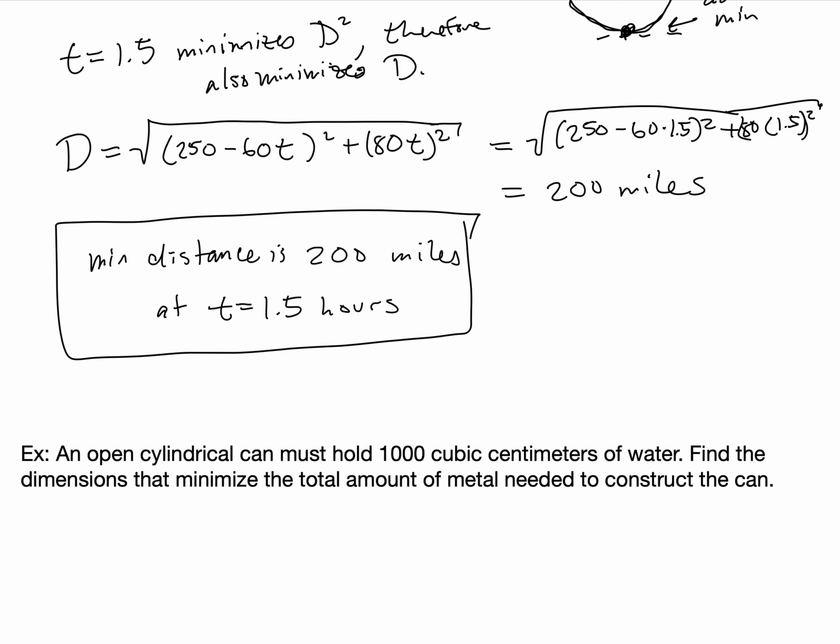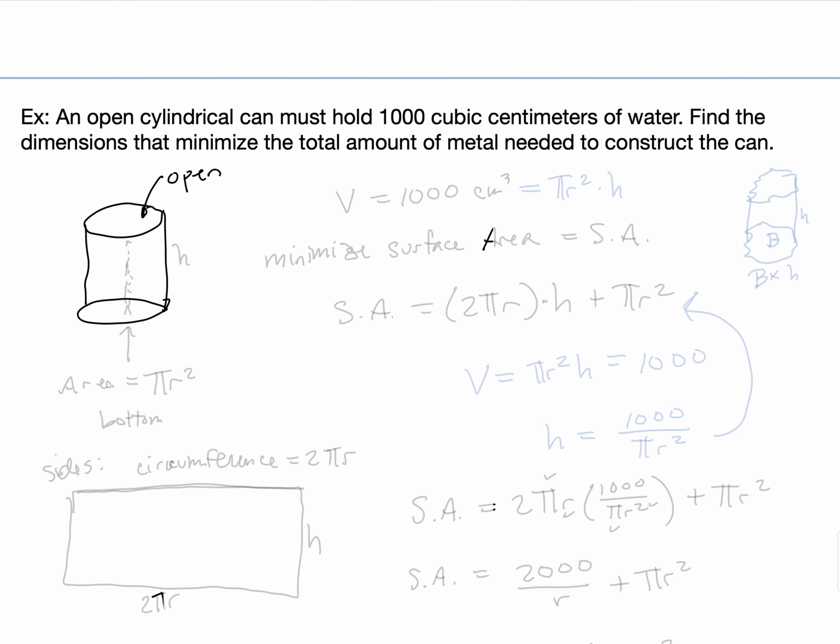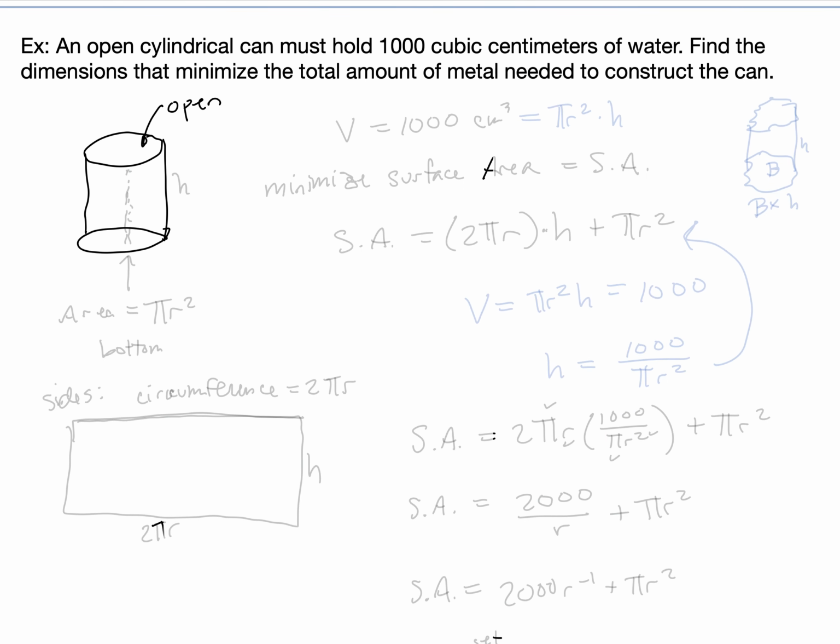An open cylindrical can must hold 1,000 cubic centimeters of water. Find the dimensions that minimize the total amount of metal needed to construct this can. All right, so let's start by drawing this can. So here we go. Here's the can, and it's got an open top. And we know that the volume needed is 1,000 cubic centimeters.